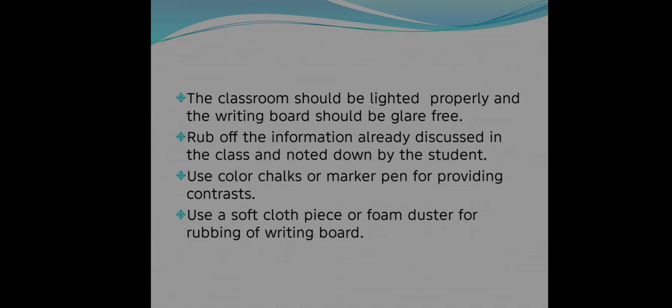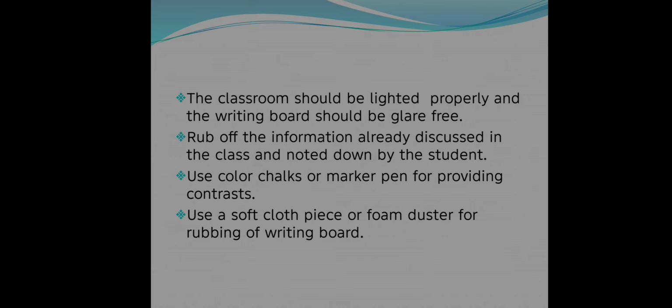So, for example, when you differentiate words or oppose them, you have to use different types of colors, like red and green. Red is the bad side, and green is the good side. So color chalks are good so that things can differ by their differences. Next is use a soft cloth piece or foam duster for rubbing off the writing board.